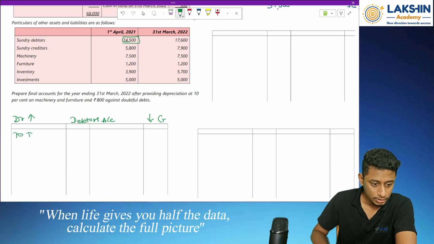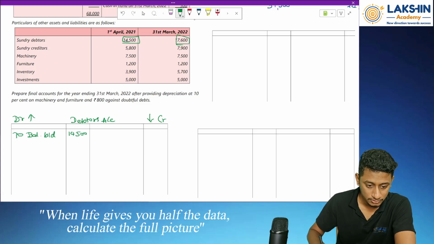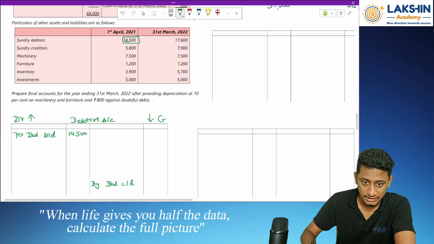So, to balance brought down is rupees 14,500. Then the closing balance of debtors is given to me. So by balance carried down is how much? 17,600.